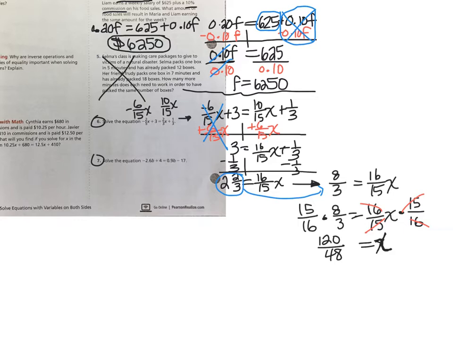Now there are two things still that need to happen. First of all, this needs to be simplified, and second of all, it needs to be in proper form, which means either a simplified fraction or a mixed number. So we're going to find the common factors of 120 and 48. You could start by knowing that they're both even numbers and just start dividing by 2, but that's going to take you a while. If you know your factors of 120 and 48, you might recognize that they both divide by 24. 120 divided by 24 is 5, and 48 divided by 24 is 2. So x technically is 5/2.